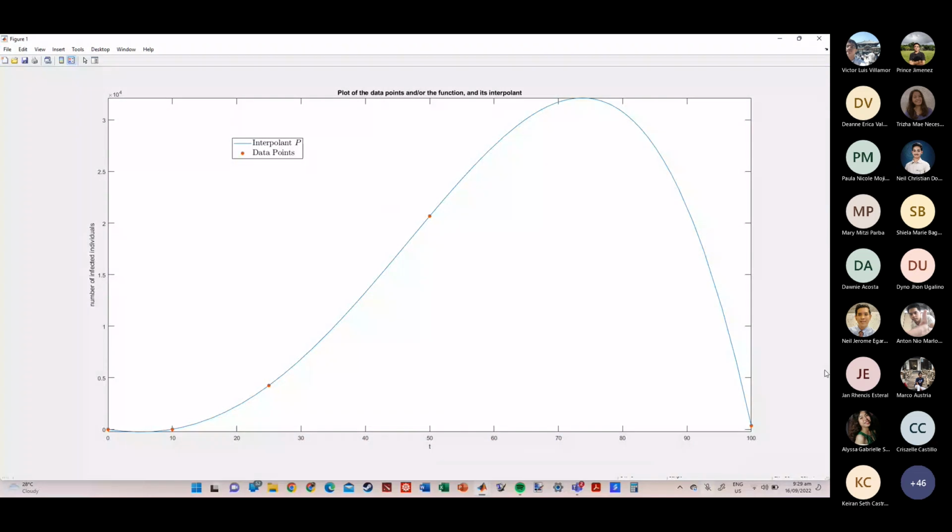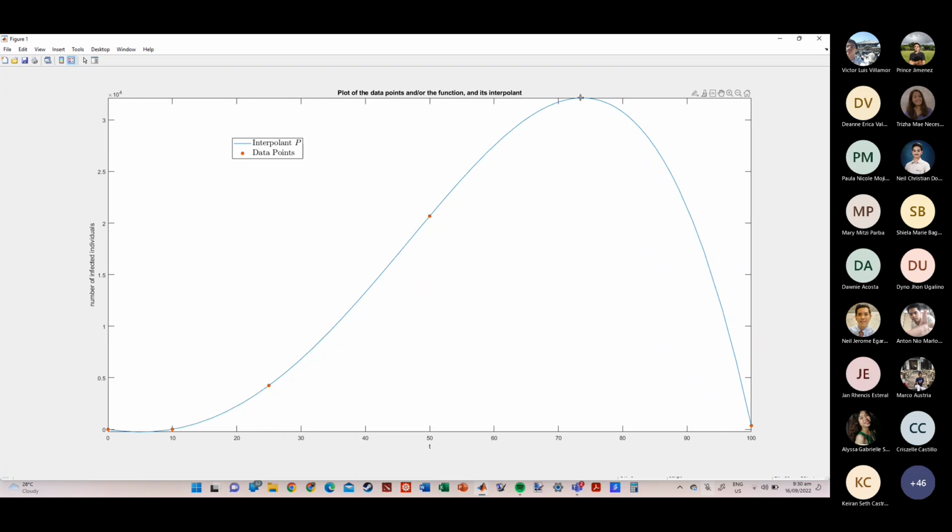Pag given na yung graph, ang dami mong pwedeng masabi. For instance, alam ko na, yung maximum number of infected individuals ay mangyayari dito sa part na to, which is basically somewhere here. Between day 70 and day 80, makukuha natin yung maximum number of infected individuals, which is about 3 times 10 to the 4th power, right? Just be mindful of the y-axis here. Ang scale niya ay 10 to the 4th.